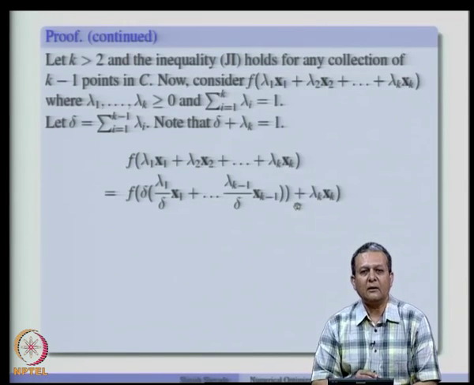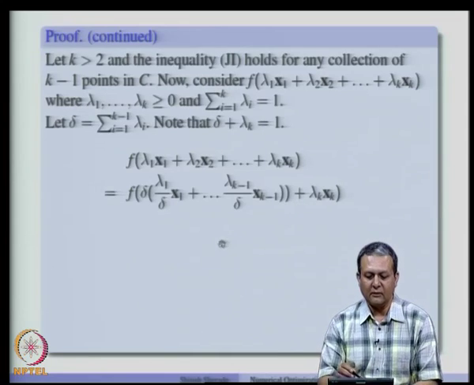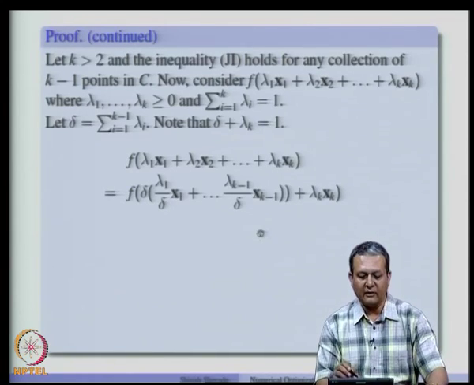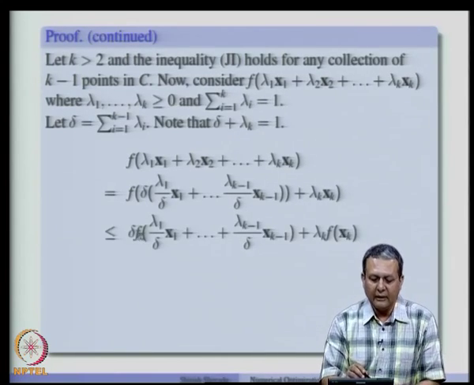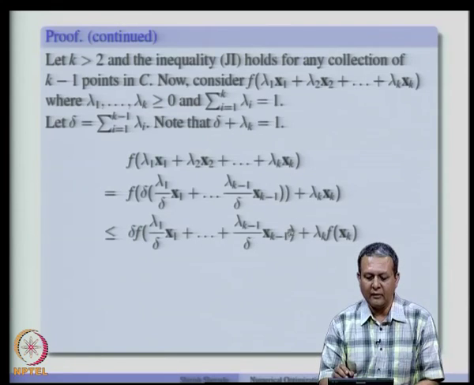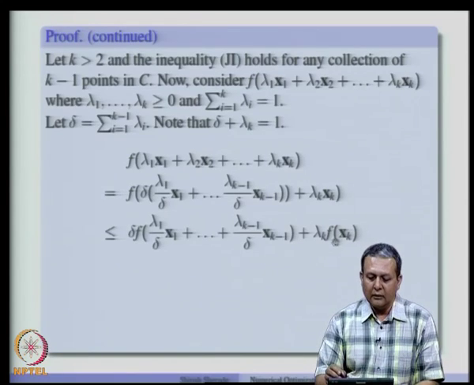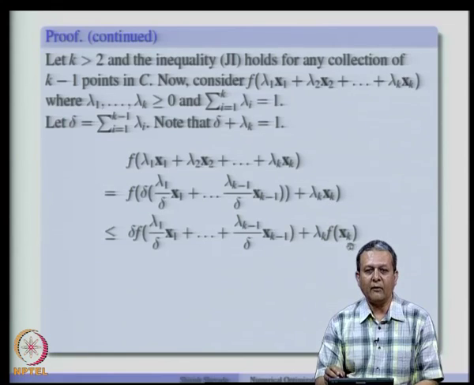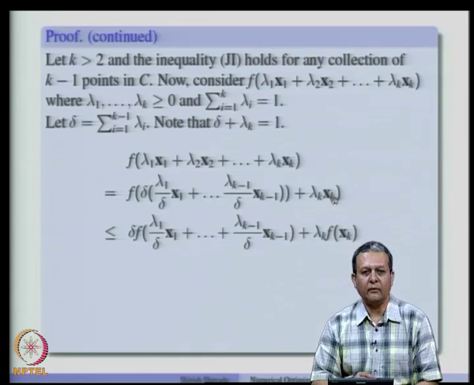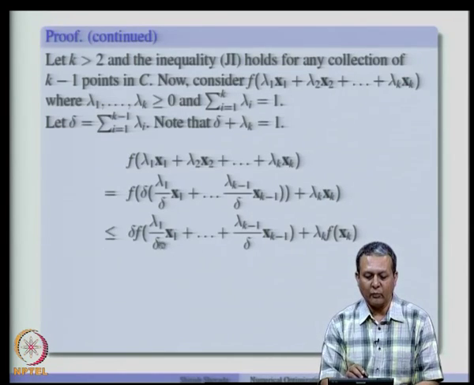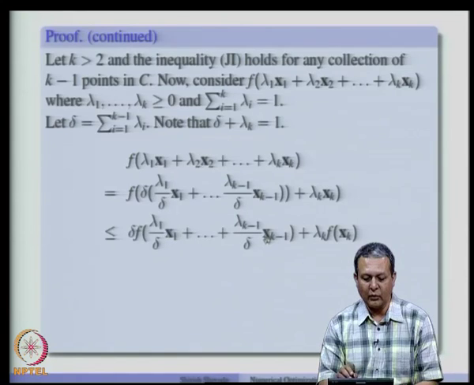Now, you will see that by the definition of convex functions, we can write f of this is less than or equal to delta times f of the first point plus lambda k times f of xk. So, we were able to get lambda k f of xk out of the argument of f. Now, we also know that the inequality holds for k minus 1 points.